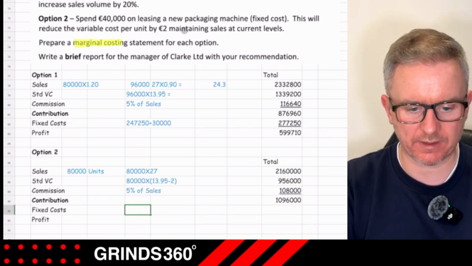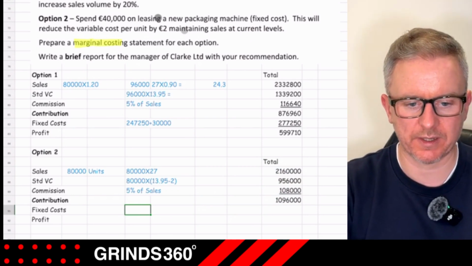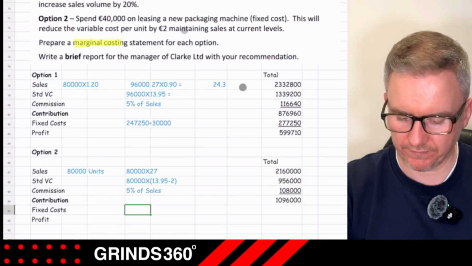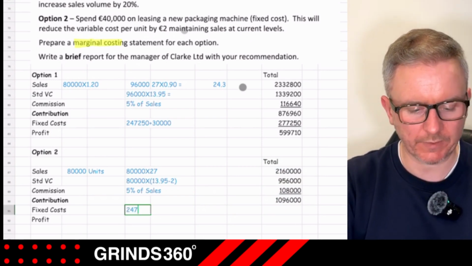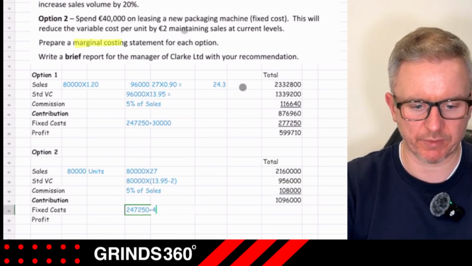Your fixed costs then have changed. So you had to spend €40,000 on leasing the new packaging machine. Your original fixed cost was 247,250, and they are increased by €40,000.